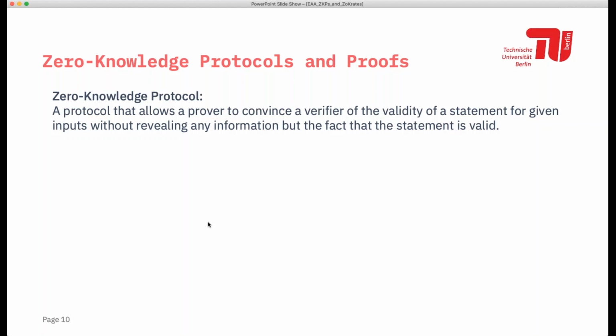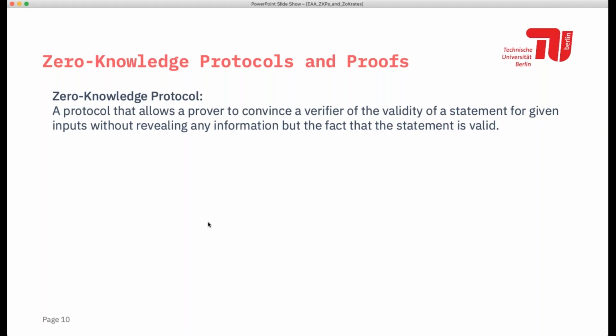Now let's come to a bit more formal, a bit more computer-sciencey definition. A zero knowledge protocol is a protocol that allows a prover, in our case that was usually Bob, to convince a verifier of the validity of a statement for a given input without revealing any information but the fact that the statement is valid. We had statements like "my card is red", or "I know where Waldo is", or "I can open the secret cave door".